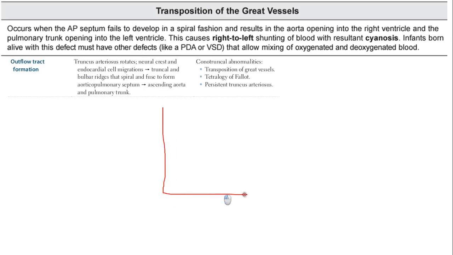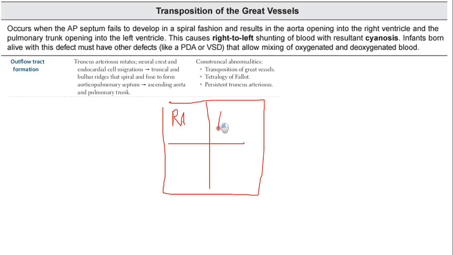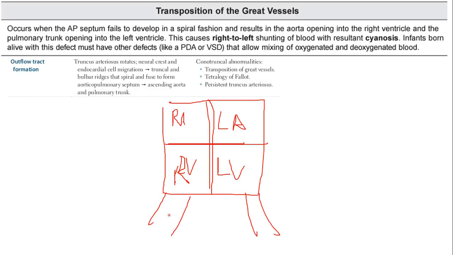So basically, you've got your right atrium, your left atrium, your left ventricle, and your right ventricle. Apologize, it looks terrible. Transposition of the great vessels means, see these big vessels here? This is the pulmonary trunk, and this here is the aorta. Normally, blood comes in through here from the body, comes down through here, blue blood, and then goes here to the lungs where it gets oxygenated.